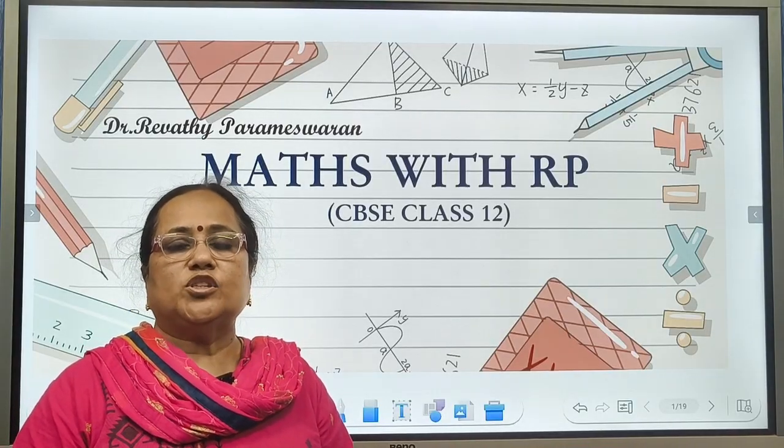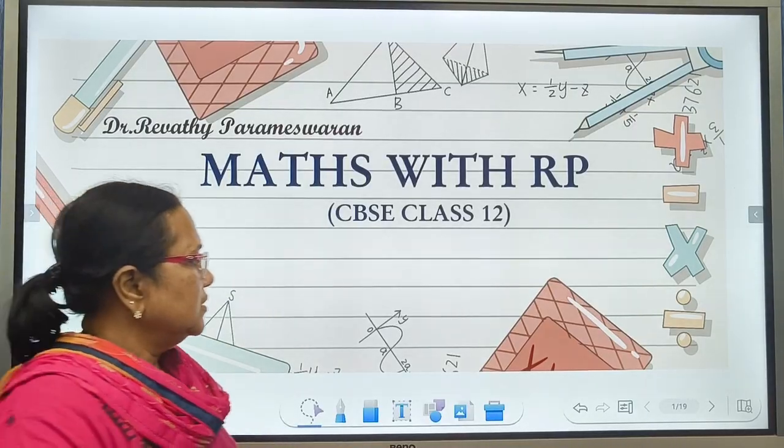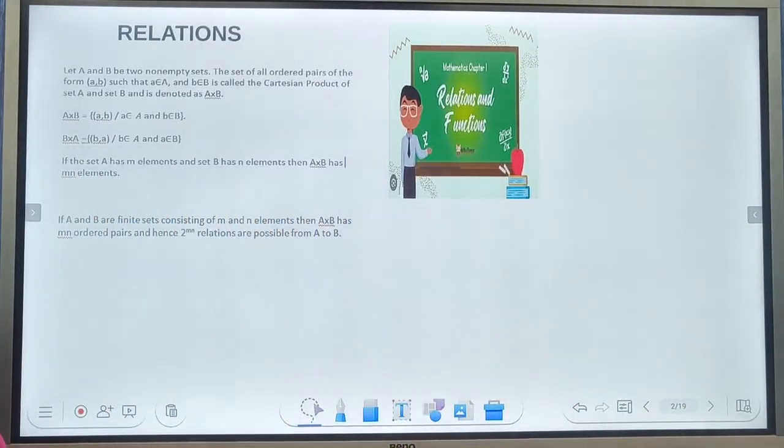Today we are again going to revise the chapter Relations and Functions. Let us see the definition of what is a relation.